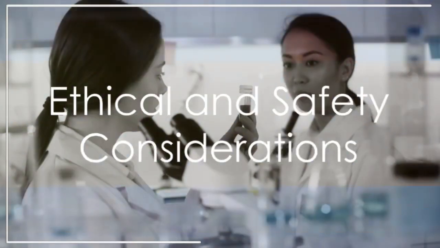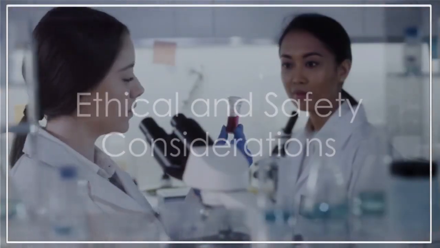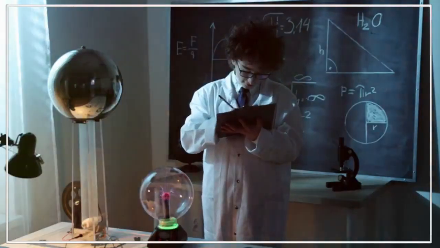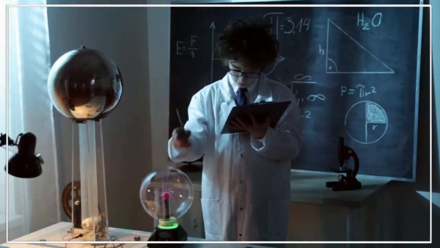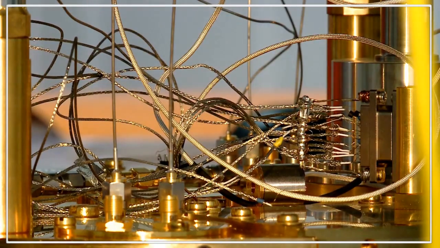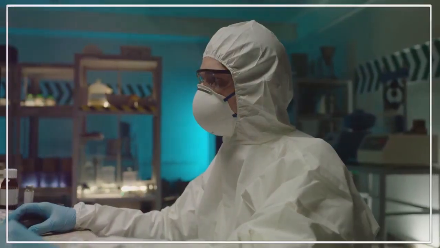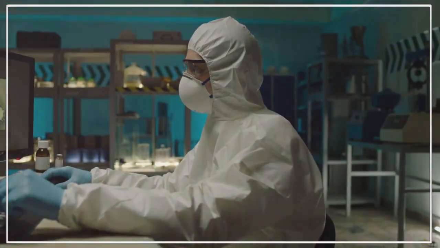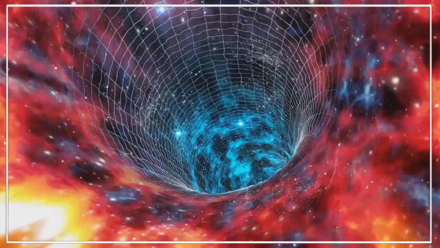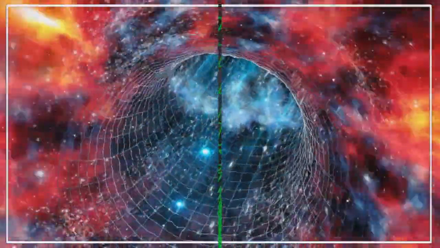The final stage of this roadmap is considering the ethical and safety aspects. This involves the establishment of ethical guidelines for micro-wormhole research, taking into account potential risks, societal impacts, and responsible innovation. The development of safety protocols for micro-wormhole experiments is also crucial, considering potential hazards, risk mitigation, and emergency response.